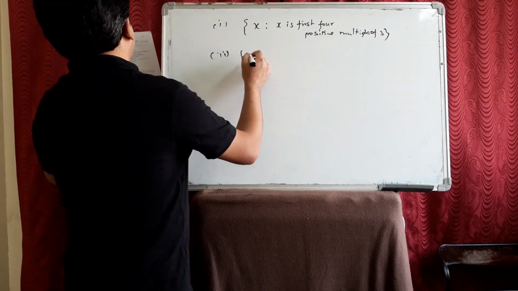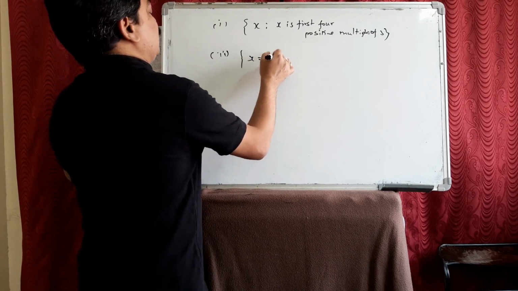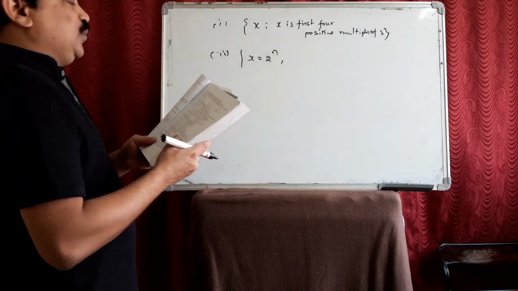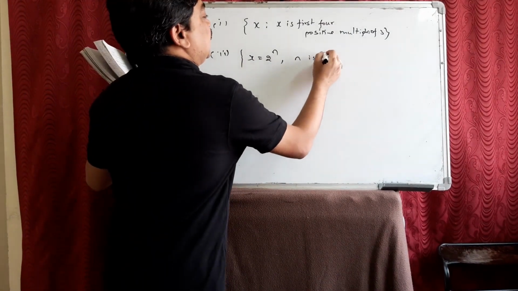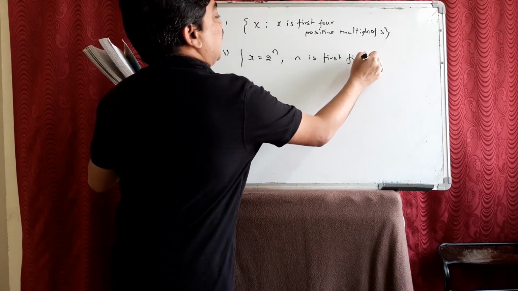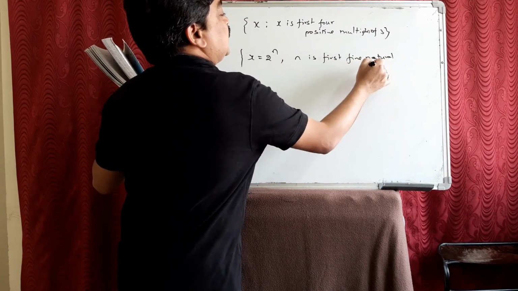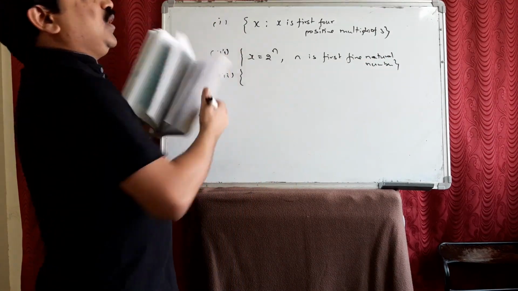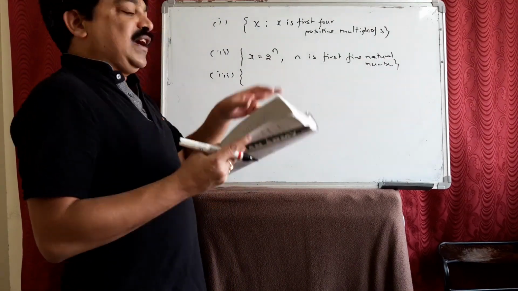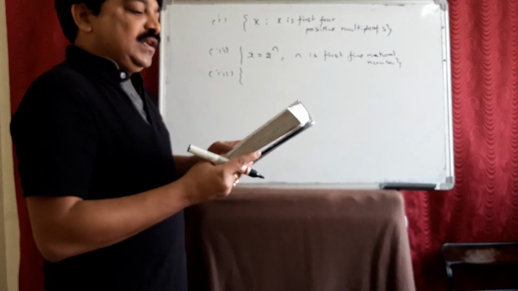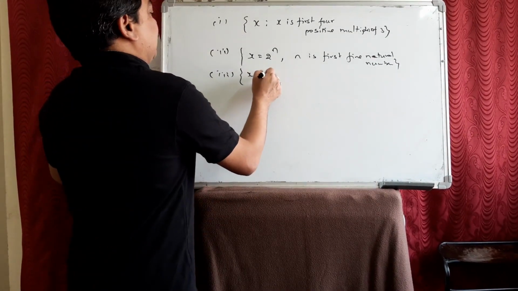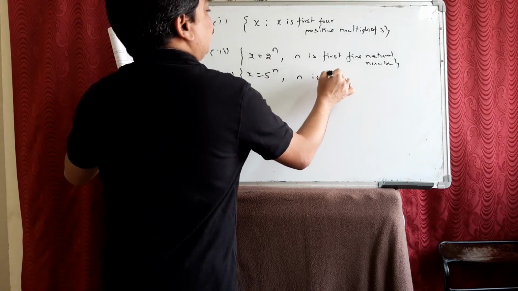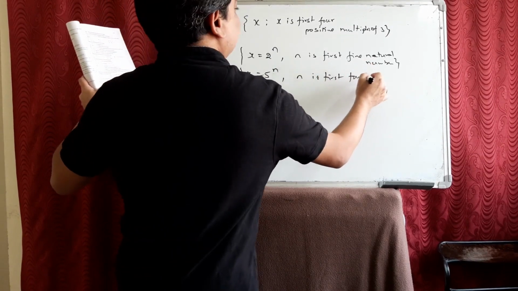Next one is 2, 4, 8. X such that x is 2 power n, because it is 2, 2 square, 2 cube, 2 power 4, 2 power 5. N is first 5 natural numbers. Agree? Guys, you can express these in your own way also. Not everyone should write the same thing, but it should satisfy the condition of the elements of the set. Third one, x such that x is 5 power n, where n is first 4 natural numbers. Agree?